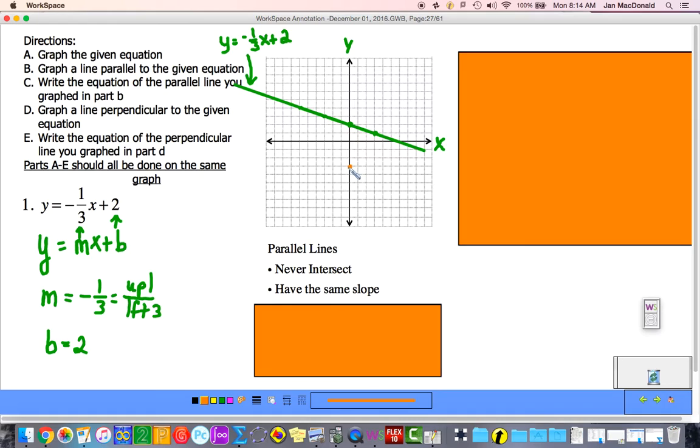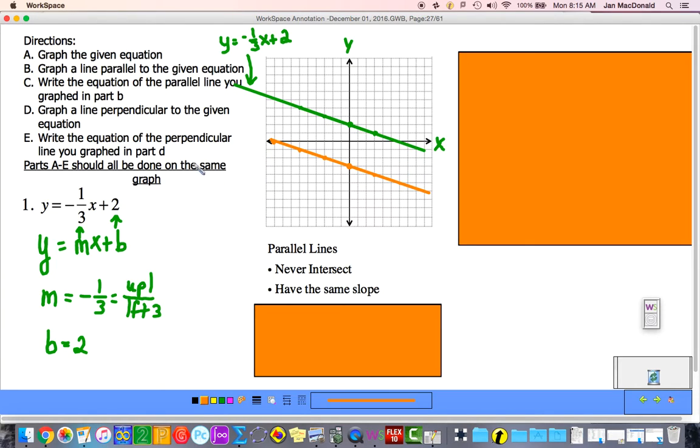1, 2, 3. I randomly chose that number. Why? Because I wanted to. But in order for my line to be parallel to my given line, it has to have the same slope. So I'm going to go up 1, left 3, up 1, left 3, up 1, left 3. That's the same as down 1, right 3, down 1, right 3. And again, you can clearly see that this line that I'm graphing in orange is going to be parallel to the line that I've graphed in green.